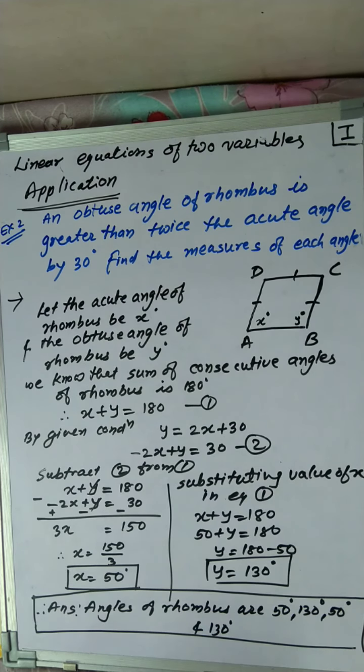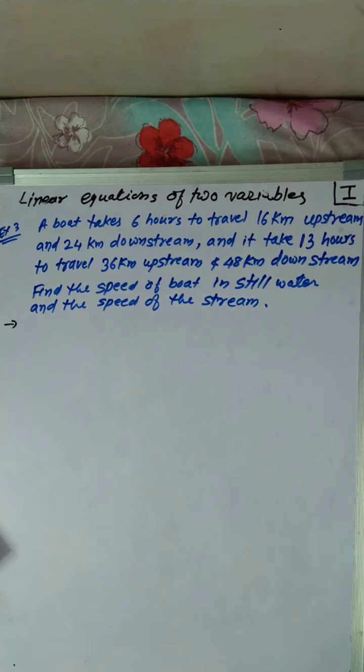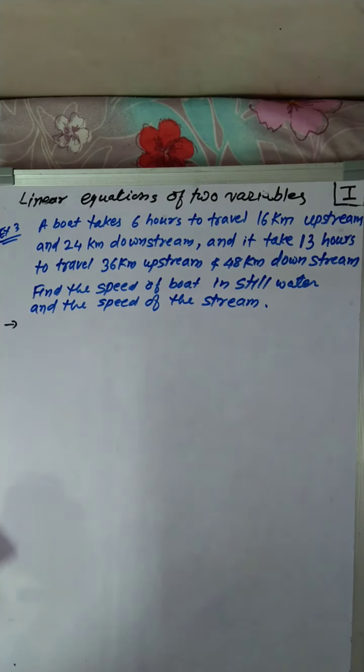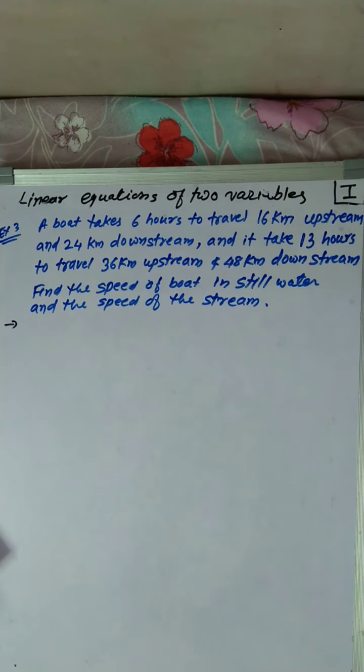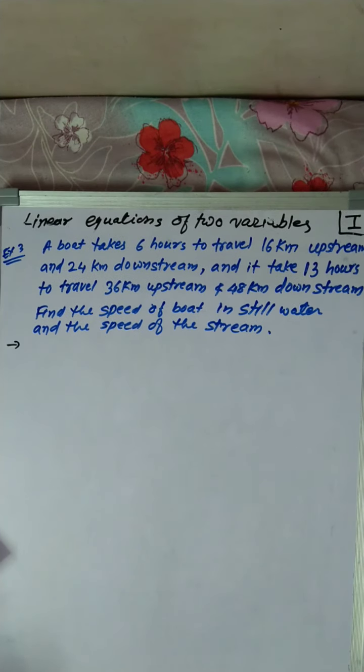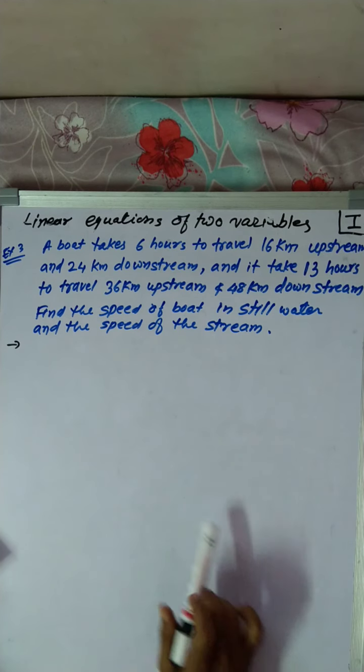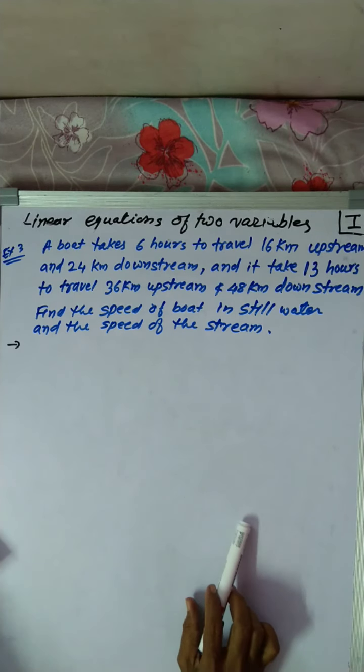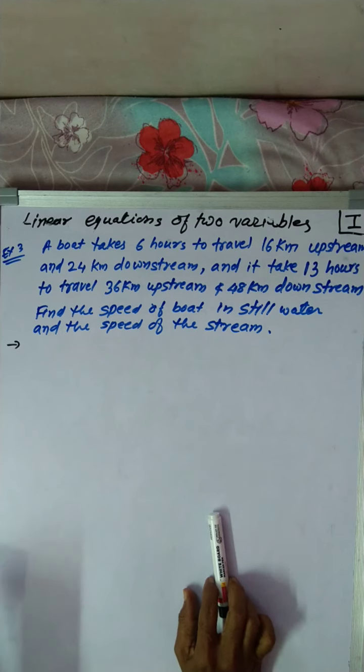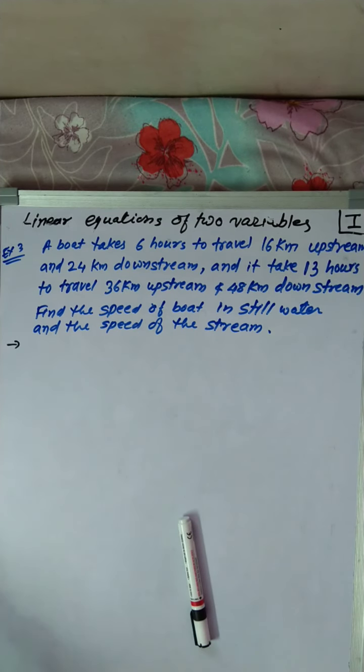Now another example I get for this, which is on speed. Now here one problem is given. A boat takes 6 hours to travel 16 km upstream and 24 km downstream, and it takes 13 hours to travel 36 km upstream and 48 km downstream. Find the speed of boat in still water and the speed of the stream.